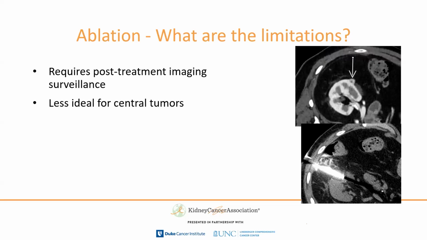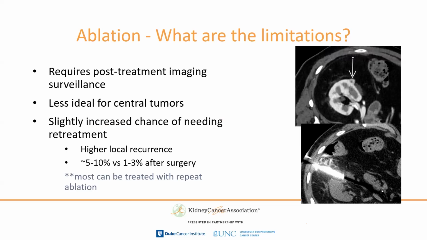It's less ideal for central tumors, so tumors that are kind of near the center of the kidney, near where the urine collects. Ablation is not quite as well suited for those tumors. That's because there's a lot of blood vessels in that area and it's a little bit harder to get to with the needles. Now we can do it, particularly if surgery is absolutely not an option, but it's less ideal.